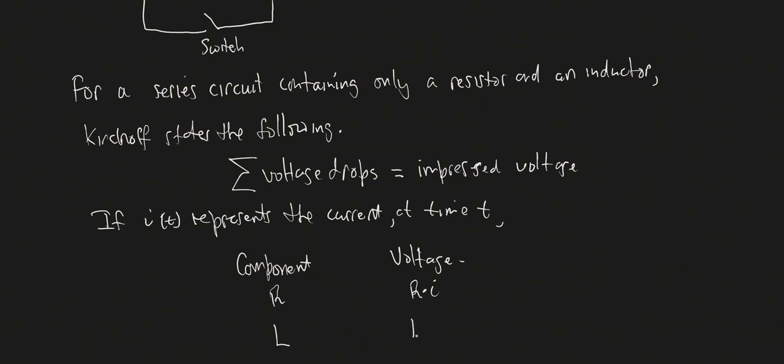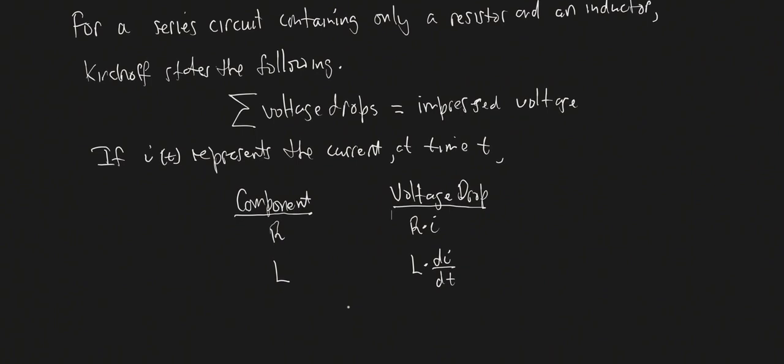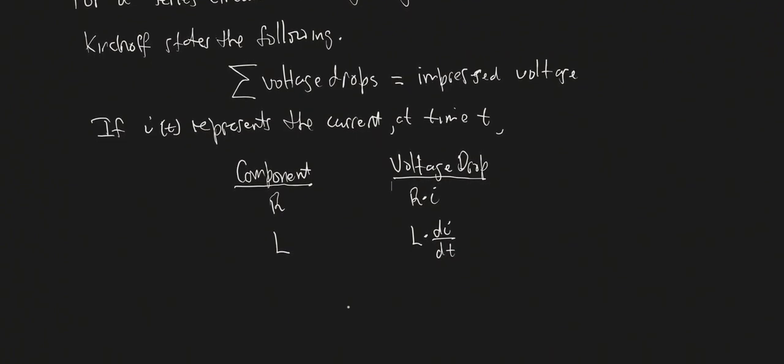It's your inductance times the rate of change of current, so di/dt, right? Oh, I forgot to write the word "drop" there. We're going to use this law coupled with what we know about these voltage drops, and then we can write down what the differential equation is for an RL series circuit.